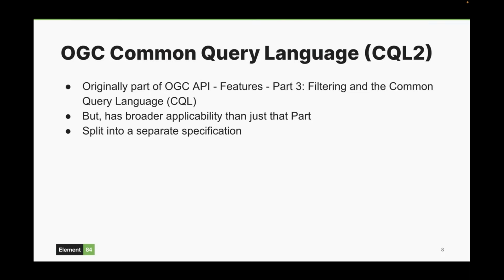This was originally part of the OGC API features part 3, filtering and the common query language CQL specification. It was realized that CQL2 actually has more applicability to various use cases outside of just the OGC API features part 3 implementation. So it's been broken out into its own standalone specification that will then be used by part 3. But it also means that it can be used by other specifications going forward. And it's turned out to be a really, really nice language.